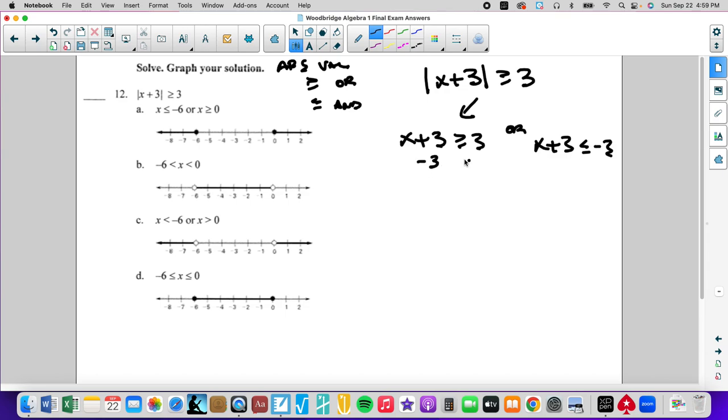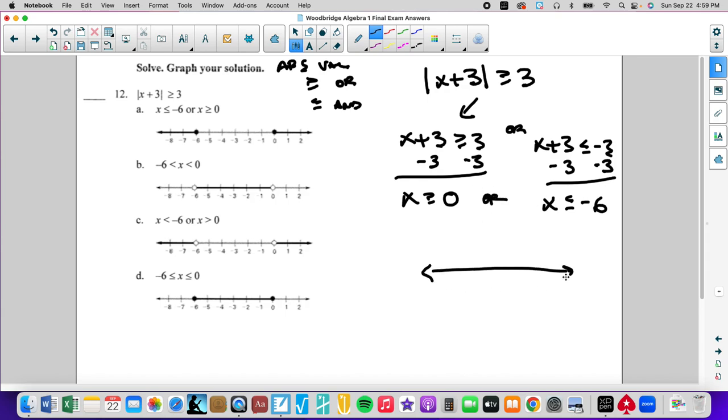And now we solve it. So x is greater than or equal to 0. Minus 3, x is less than or equal to negative 6. And this is an or. Since it's an or, we're probably looking for the wings. So let's look at this. We'll write this statement. X is greater than or equal to 0. This is my 0. This is my negative 6.